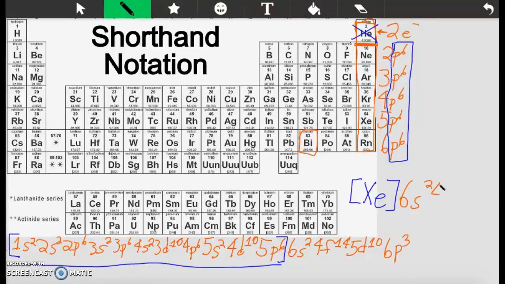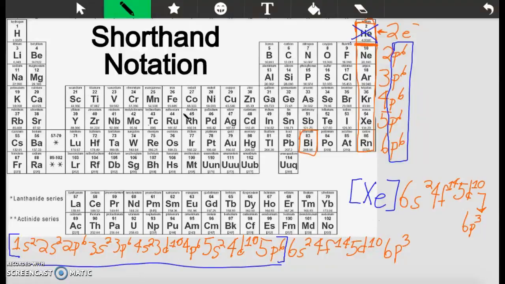6s2, 4f14, 5d10. Okay, and then we're out of space, so we're going to sneak this guy in down here. 6p3. So to save time and space, we use our shorthand notation.